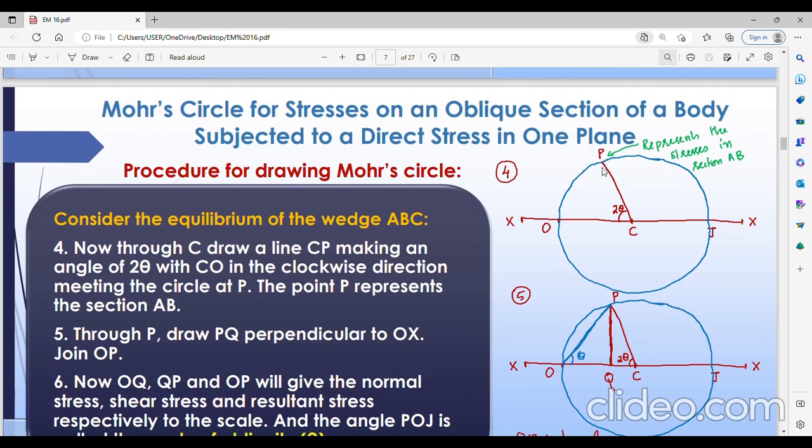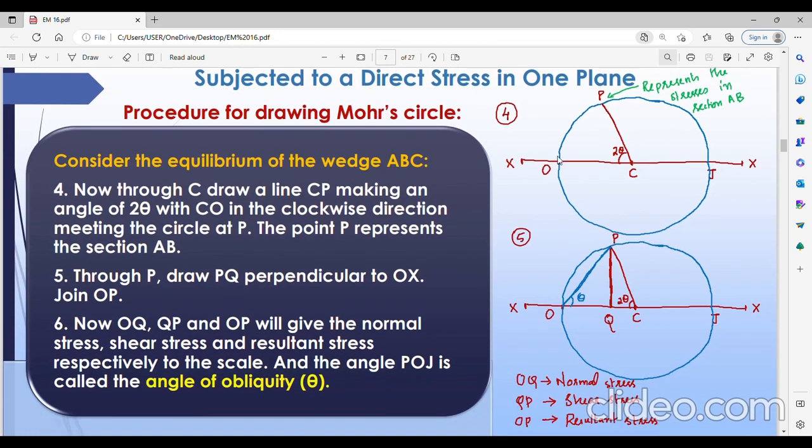Got it? Okay. Now the next step, the fifth step, is that we draw a perpendicular from P to the horizontal line XX. That point is named Q. So PQ is drawn perpendicular to XX. Now we are connecting P to the extreme end, that is O. Now we are connecting P to O. This angle will always be theta. If you draw it like this, the angle will be theta. Got it? So this theta is the angle of obliquity.